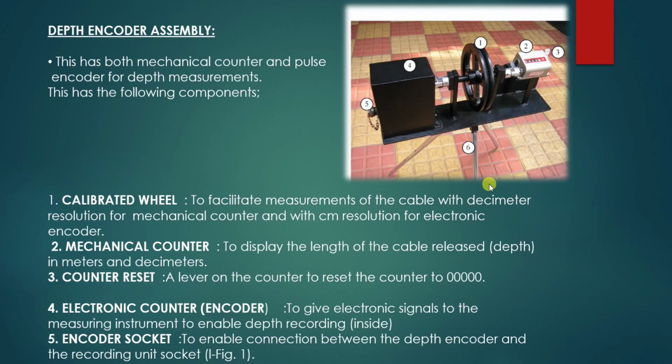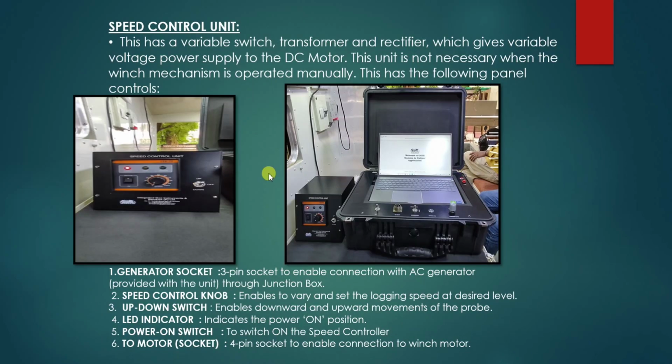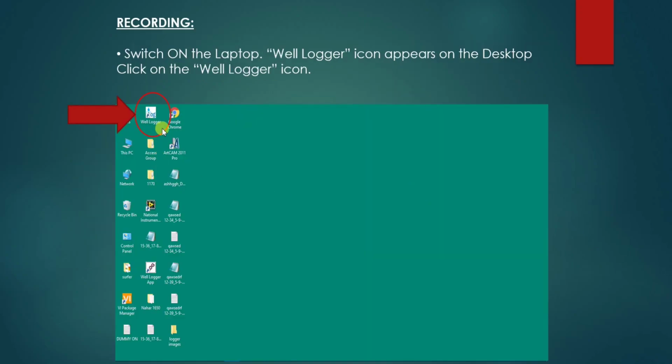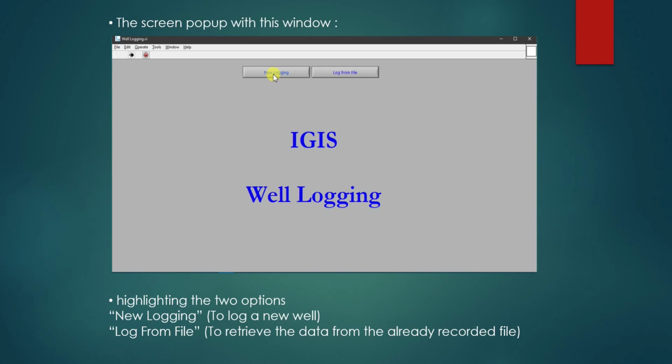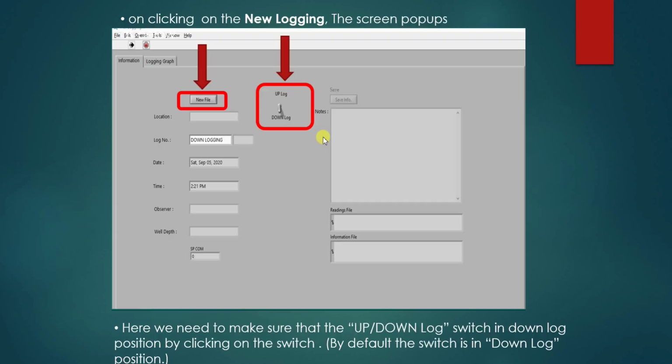And for this depth encoder, you can see the components here. So we'll start the probe, and when you increase the speed, the probe will go down. And in the application, you see Well Logger. In the Well Logger, you can see New Logging, and then add the details like name, location, and so on. And then you should choose whether you are doing the up log or the down log.